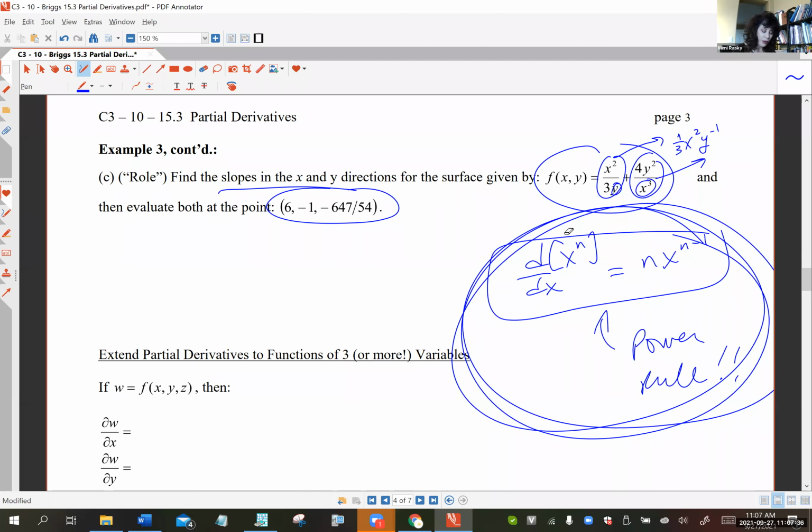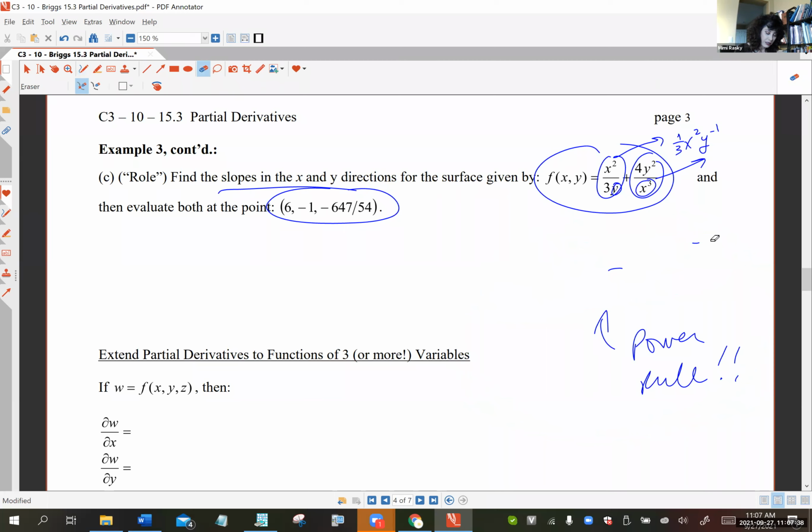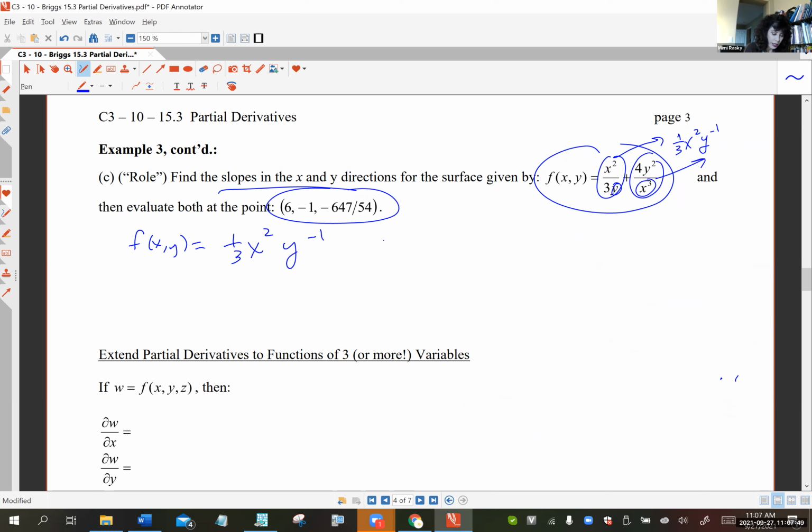So hopefully you made some progress using your power rule. If you took my hint to heart, what you did is you first rewrote your function. You didn't take derivatives yet. You've got the 1/3 x squared y to the -1 plus 4x to the -3 y squared. Now, let's go get those first partials.